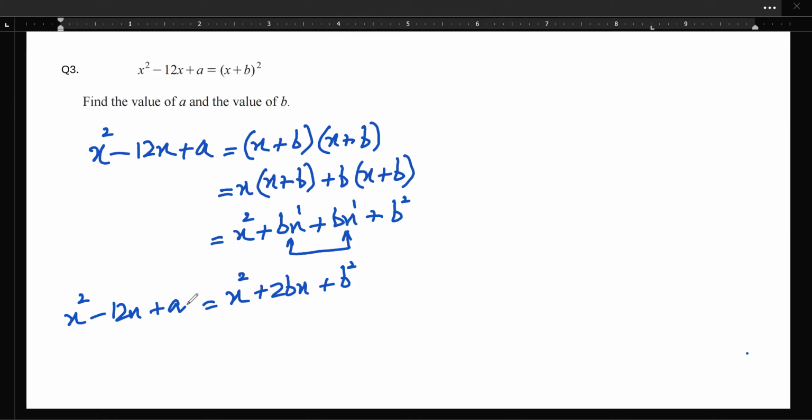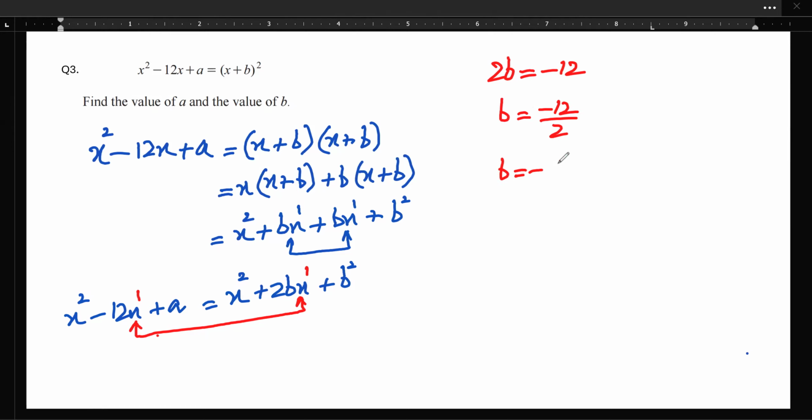Let's compare the sides. If you focus on the x squared, they are absolutely the same, which tells you that you are going absolutely right. Now take the next one. If you compare the two x terms, both have power 1. It means by comparison that 2b is equivalent to minus 12. Let's move 2 to the right. It divides negative 12 and gives you minus 6. That is the value of b.